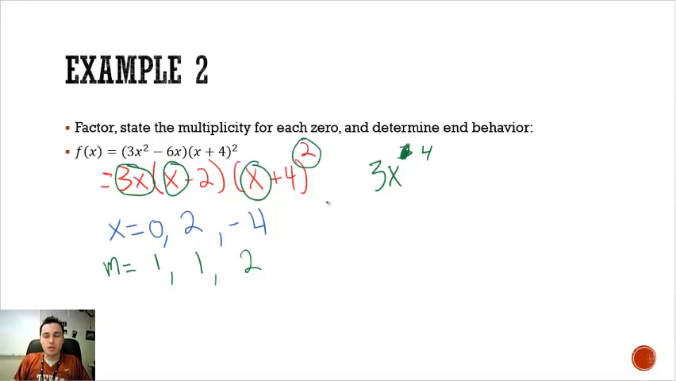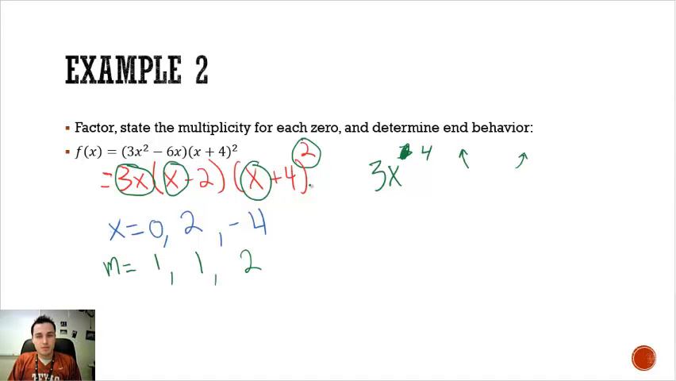From that information alone, I can tell that because it's positive, the right end is going to be pointing up, and then because we have an even degree, both ends are going to go the same direction. So this thing is going to look like pointing up on one side and pointing up on the other side as well. Again, even degree, positive coefficient, they're both going to be pointing up.